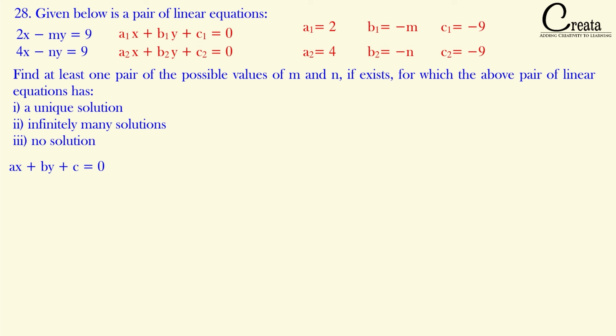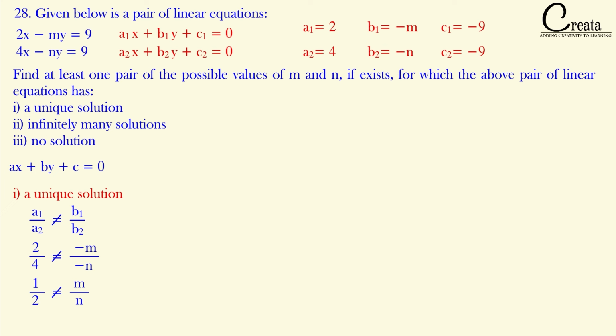So we got the values of a1, a2, b1, b2, c1 and c2, and we have specific conditions for the three cases. The condition for the first case, that is a unique solution, is that a1 upon a2 should not be equal to b1 upon b2. Here a1 is 2 and a2 is 4, b1 is minus m and b2 is minus n. That is 2 upon 4 should not be equal to minus m upon minus n. 2 upon 4 will be 1 by 2 and the minus on the right hand side will cancel out. We got m upon n.